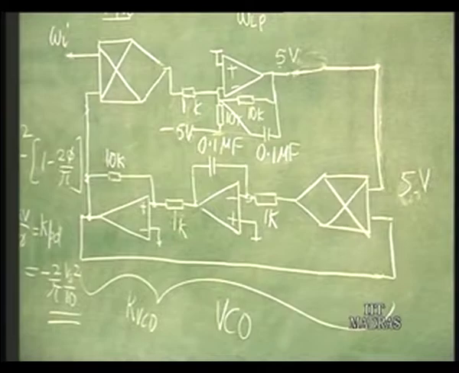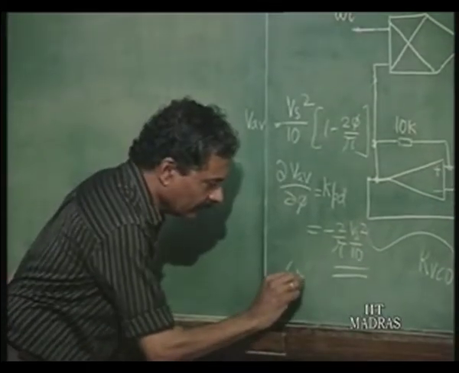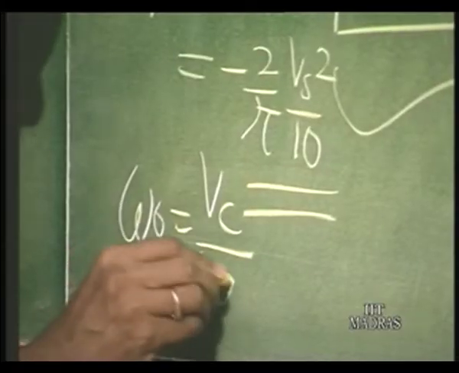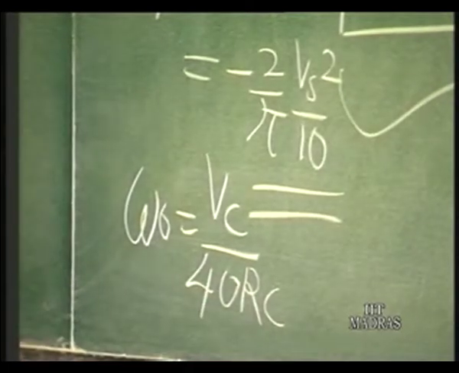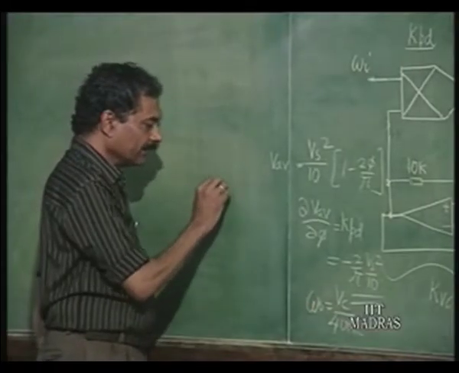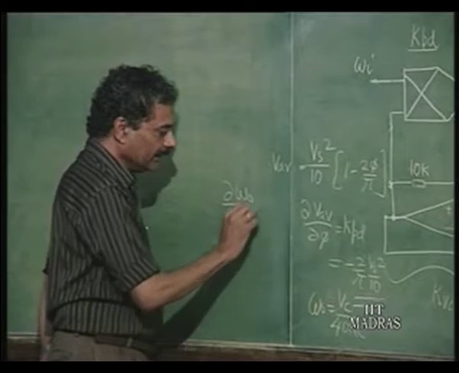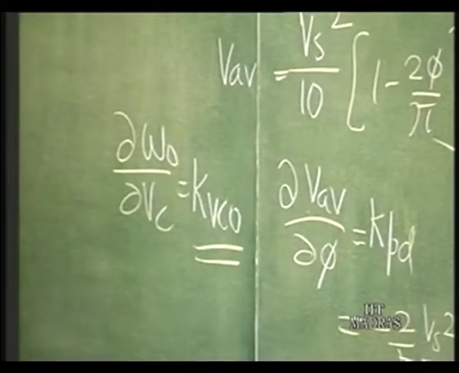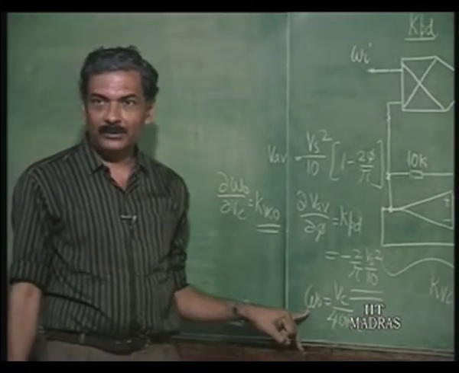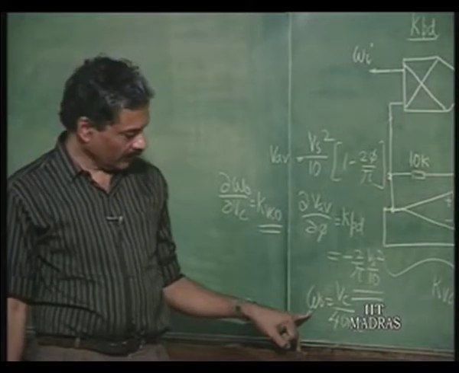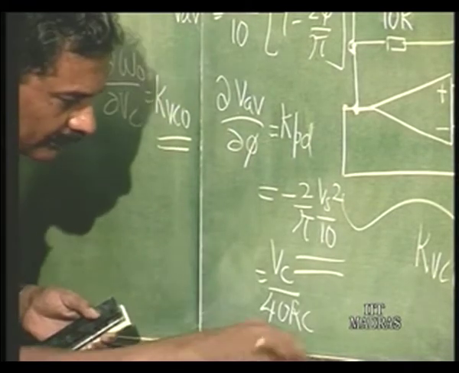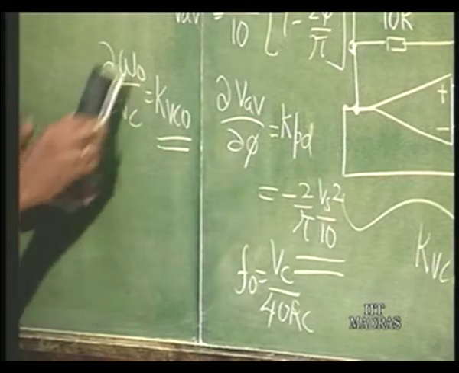What is the KVCO? Omega naught is going to be equal to Vc by 40 RC, and therefore, is it correct? So, omega naught is Vc by 40 RC, delta omega naught by delta Vc is the KVCO, and with Vc equal to the quiescent value of 5 volts, you can find out omega naught q. Pardon? This one is T, isn't it? So, it is F naught, please. It is not omega naught, please remember this.